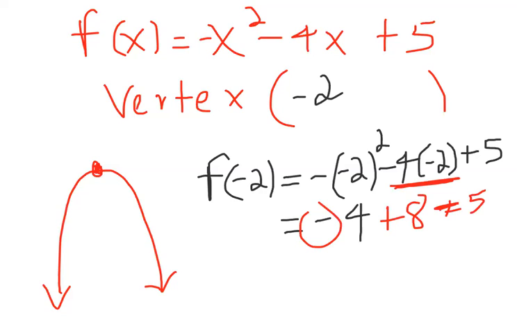Okay, and then +5. Now we're going to add everything together. So -4 plus 8, and that's going to be +4. 4 plus 5 gives you 9.